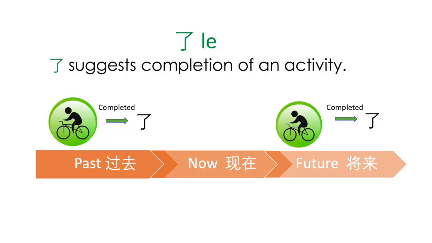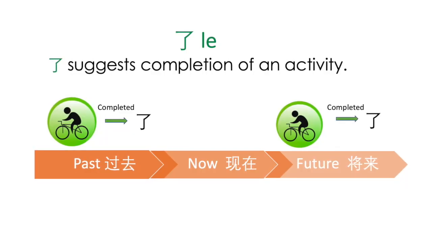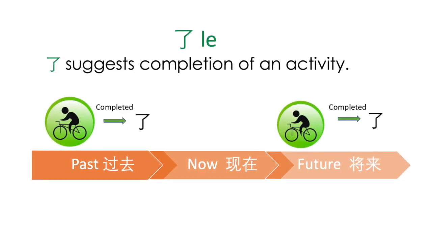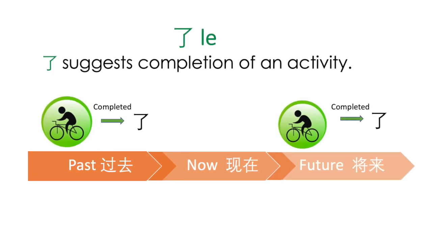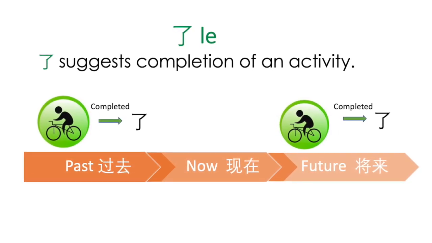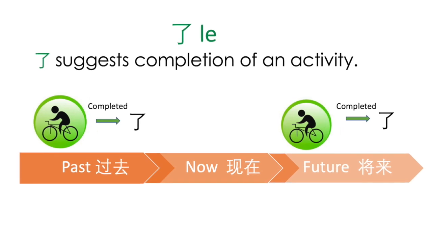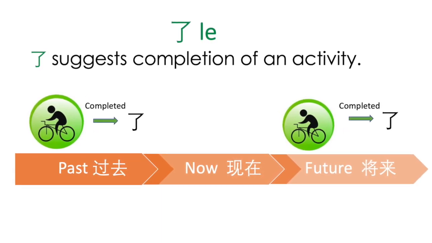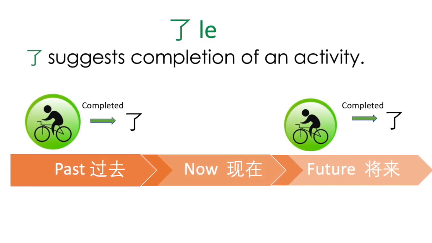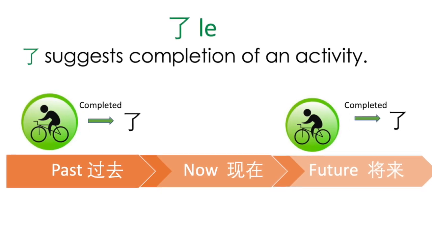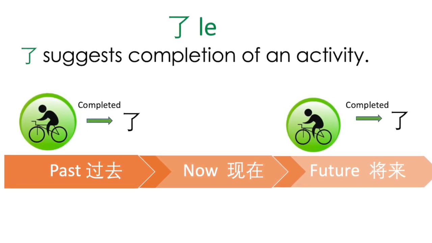Today, we'll focus on talking about one important function of le, which is to suggest the completion of an activity. An activity was often completed in the past. In this case, we simply place le behind the verb or the verb phrase. Therefore, le is always associated with past tense.